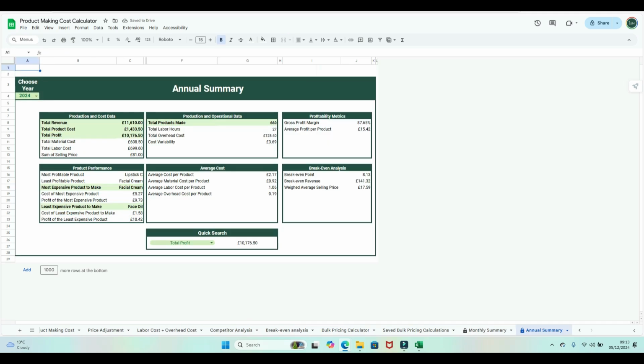It's the same for annual summary. Choose the year. So if you're doing things in 2025, you won't find anything here because there's no data for 2025, but there is data for 2024. And then again, at the bottom, you have quick search. So total profit, your total revenue, etc. It's just really quick for you to find everything that you need.